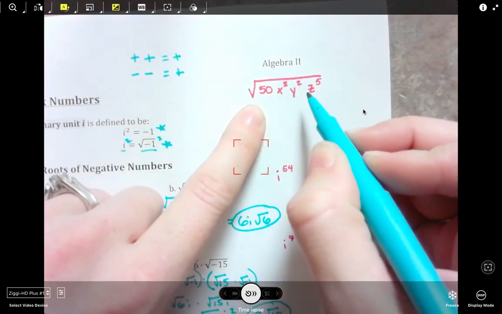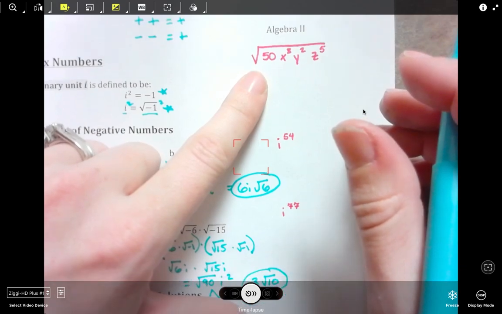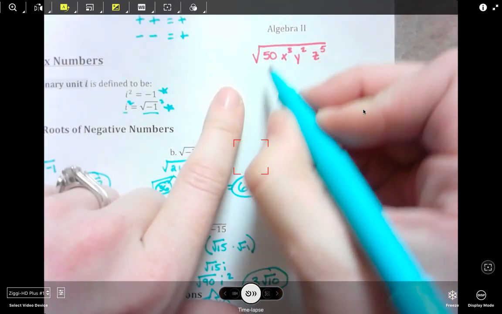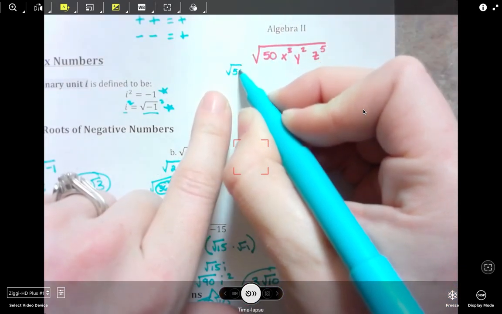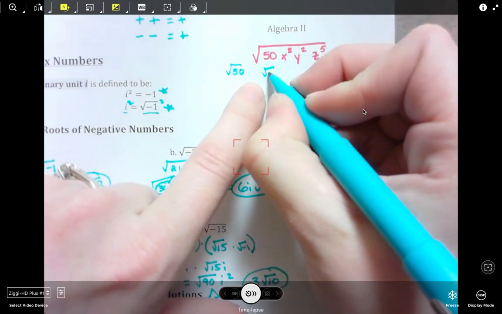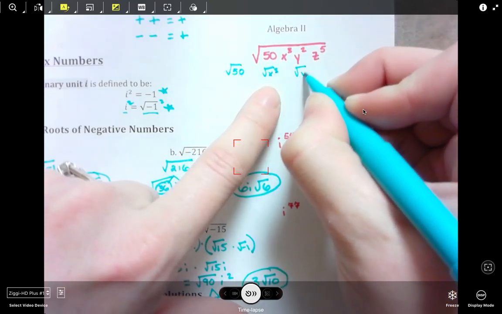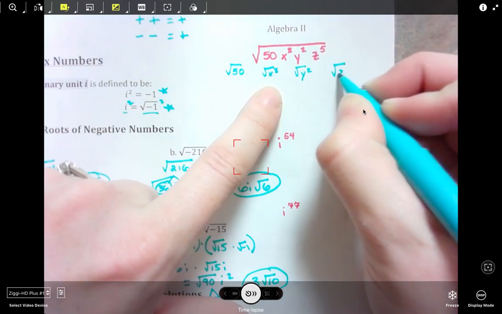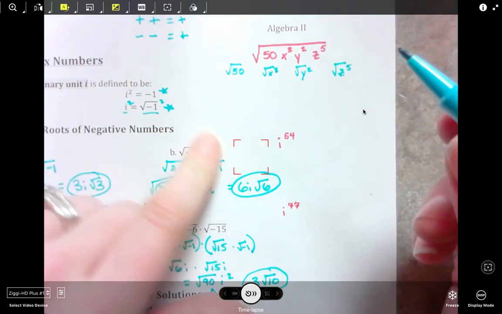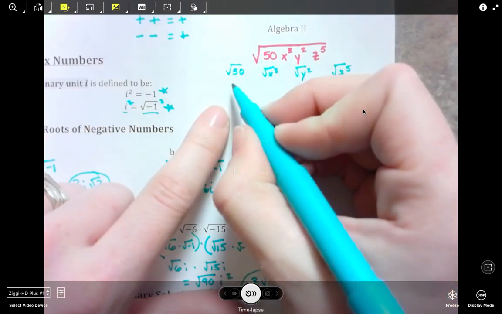I think maybe we did these at the beginning of the year. I don't know if it was your class or the geometry class. But I separate these into pieces. So the square root of 50, the square root of x to the 3rd power, the square root of y to the 2nd power, the square root of z to the 5th power. And then I break each one down individually. It's way easier to do it this way, okay?